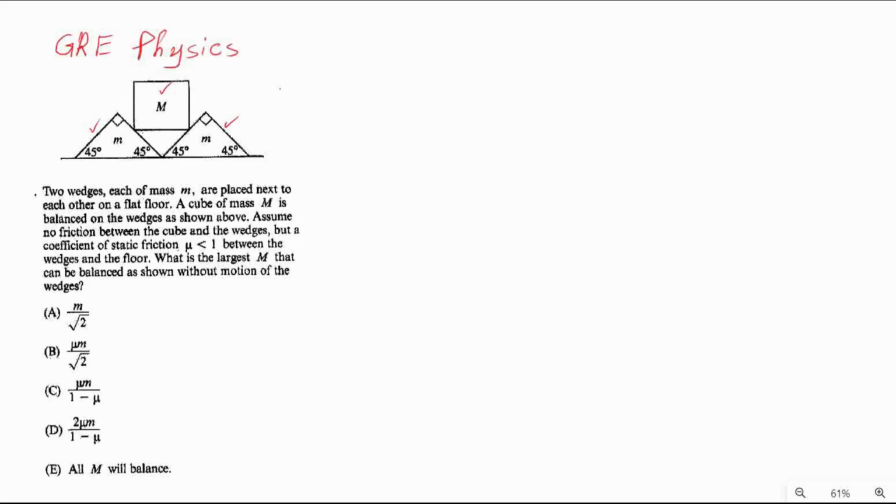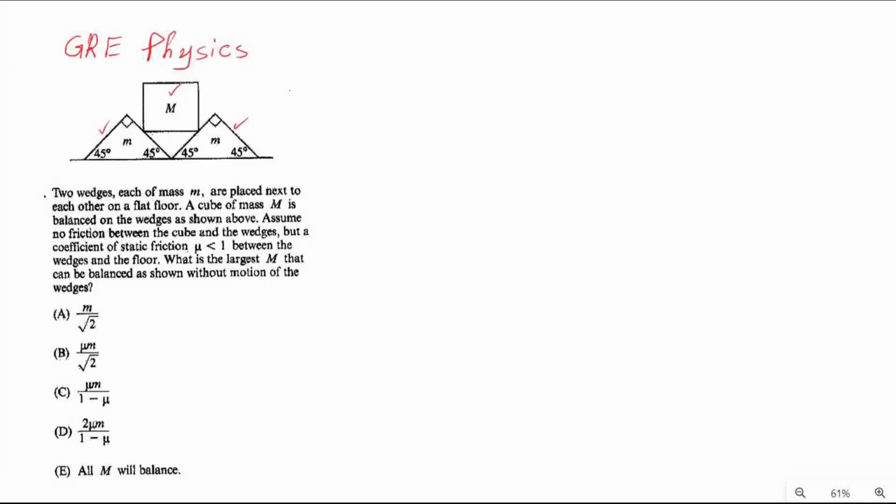Assume no friction between the cube and the wedges, but a coefficient of static friction mu less than 1 between the wedges and the floor. What is the largest mass of the block, capital M, that can be balanced as shown without motion of the wedges? And our answer should be one of these five answers: A, B, C, D, and E.